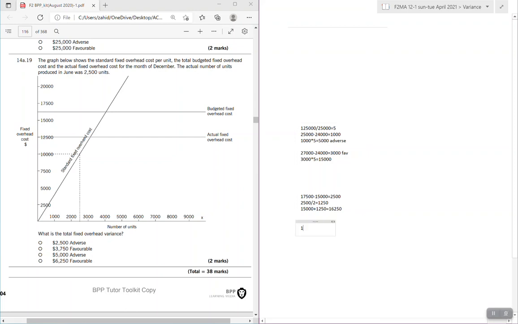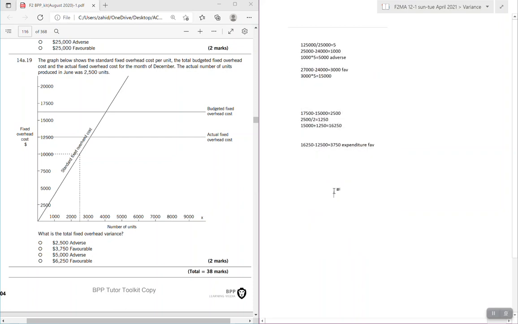Now we can take 16,250 minus 15,000 minus 1,250. The budgeted and actual. We have 3,750 expenditure favorable. Now, according to marginal costing, this is the only fixed overhead variance. But let's calculate volume variance.